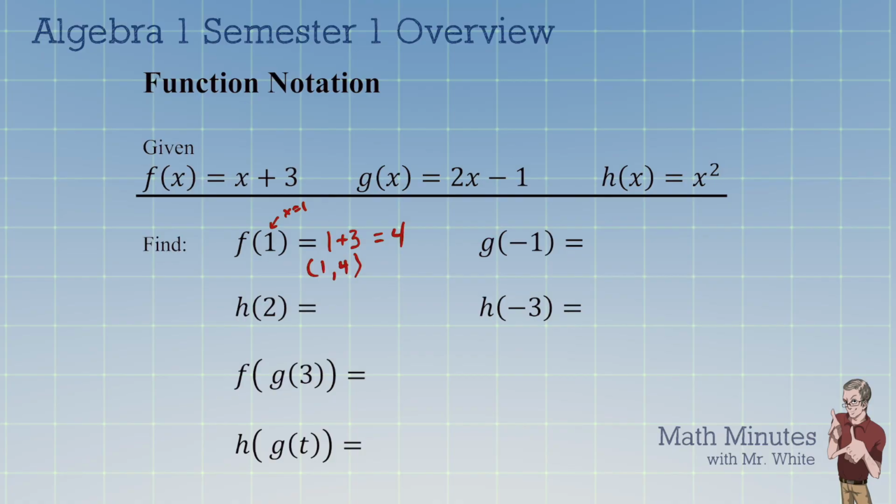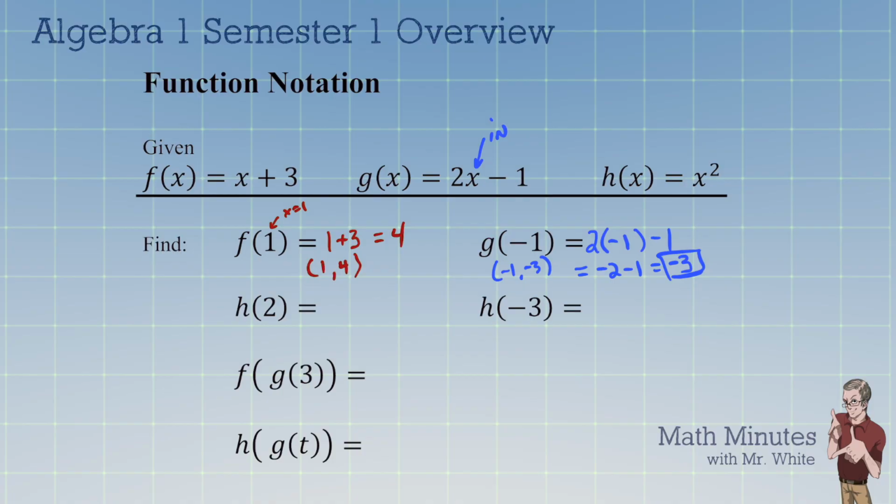Now off to the right, I've got g of negative 1. Well, see, the advantage of this notation is you know instantly which function to look at. You know we're talking about the g function this time. So we do 2 times the input minus 1, because remember, this is where we put numbers in, right there. So what are we putting in? We're putting negative 1. So that's negative 2 minus 1, that's negative 3. So once again, the point (negative 1, negative 3) would be on the graph of the function g.